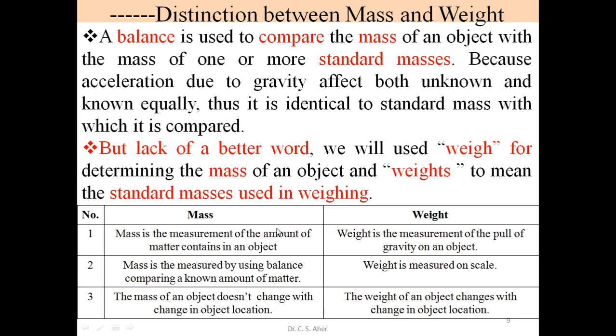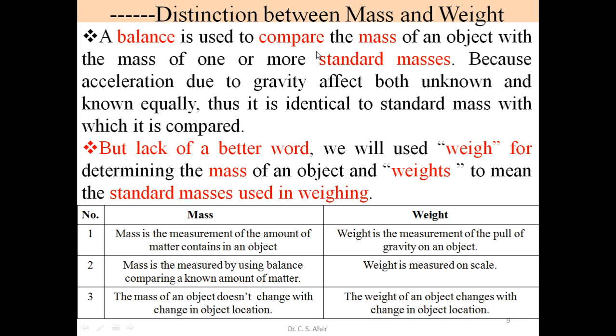So it is more clear at this point. When we consider mass, what is that mass? A balance is used to compare the mass of an object with the mass of one or more standard masses. आपण तराजू पाहिला असेल. What is that तराजू? That is one type of balance. So it is used to compare the mass.